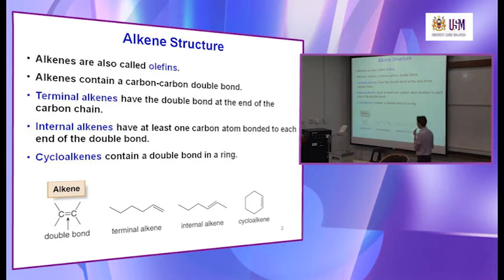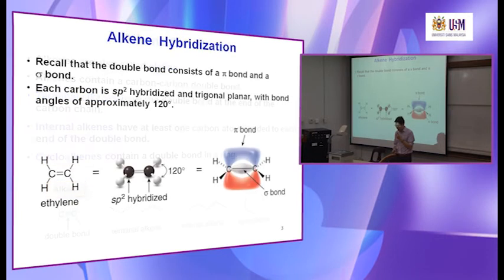Then we have a cycloalkene. Just like a cycloalkane, this is alkene with a double bond. So these are the so-called different types of alkene. So alkene hybridization, okay, is sp2. Everyone knows this is sp2, and the shape is trigonal planar with 120 degrees in between, okay, and two pi bond form. Like two electron clouds on the top and below of the so-called sigma bond.